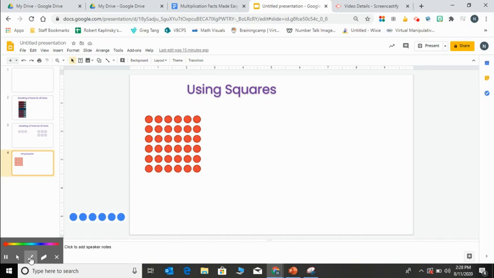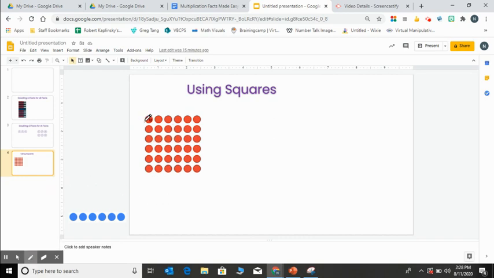All right, we're going to talk about the strategy of using squares. This is a strategy that can help you get some of those harder multiplication facts, especially if you actually remember your squares. I know a lot of kids do remember their square facts more easily than some of the harder facts. Let's just take a look at what I mean by a square.